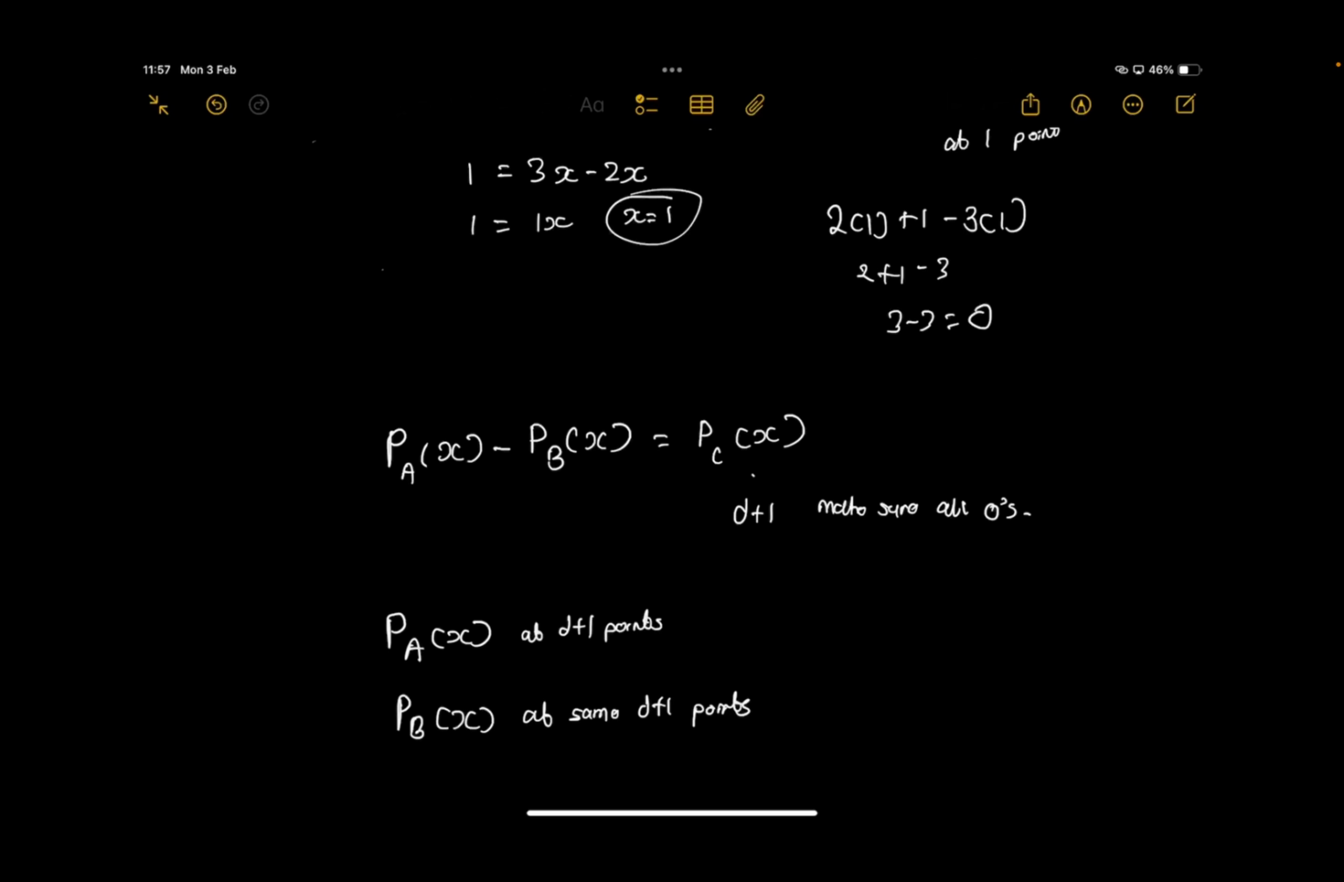It's not D points, now it's D plus 1 points. We need D plus 1 points to show they are exactly equal. It's so abstract, it might be hard to wrap your mind around it. What's the easiest way to explain this?